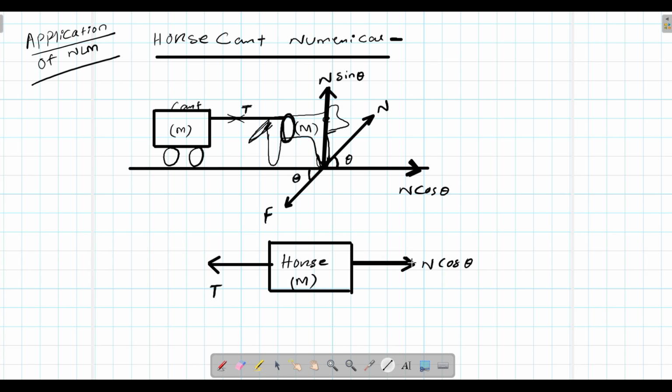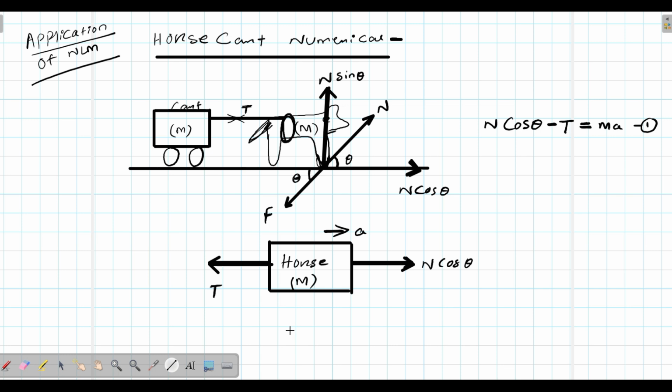So this is N cos theta. Back is the tension and it moves with acceleration. So N cos theta minus T equals M into a. This is for the horse.